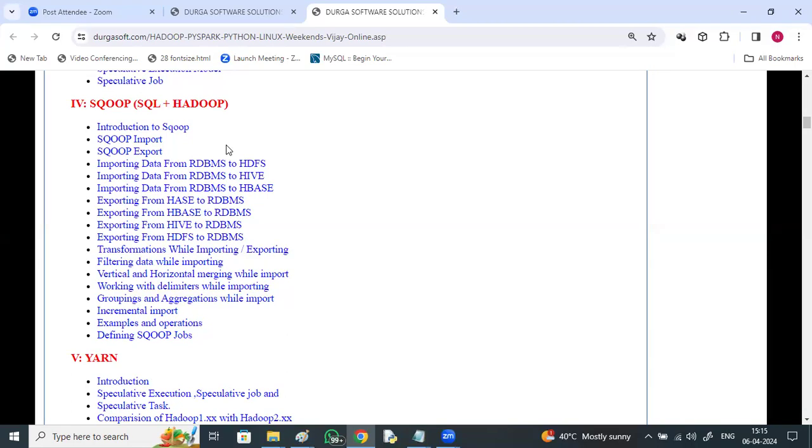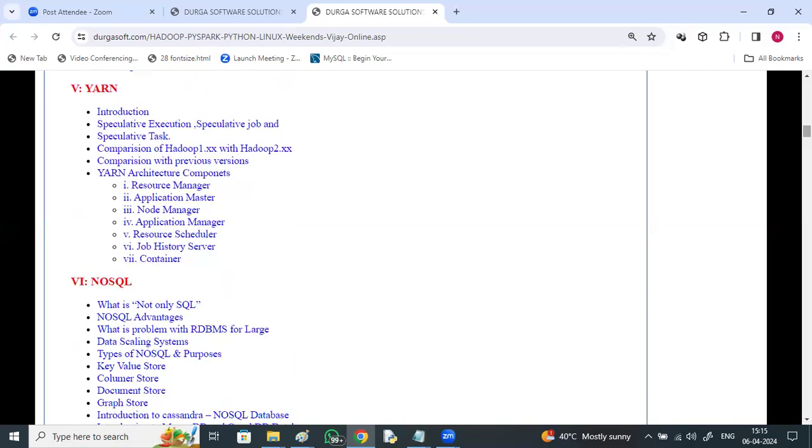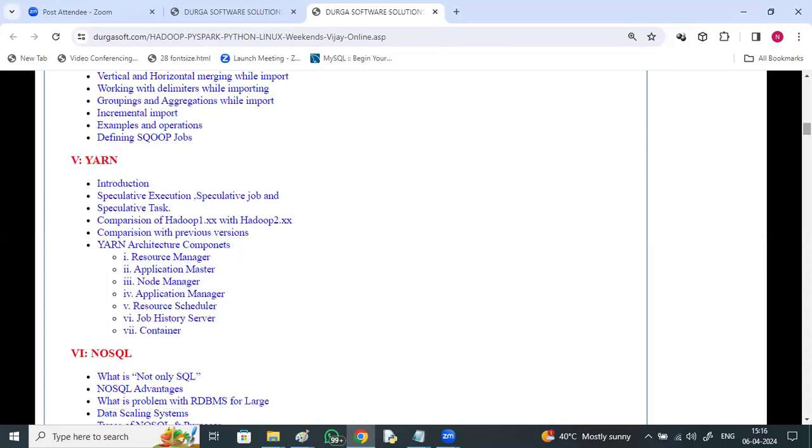Sqoop, the name comes from SQL plus Hadoop: the first two characters of SQL and the last three characters of Hadoop form Sqoop. YARN, yet another resource negotiator. In the previous version, there were some drawbacks, but all those drawbacks are rectified from the Hadoop 2 version onwards.